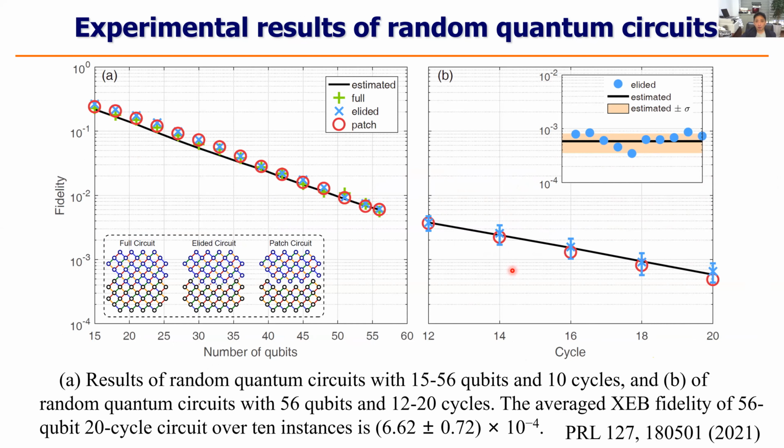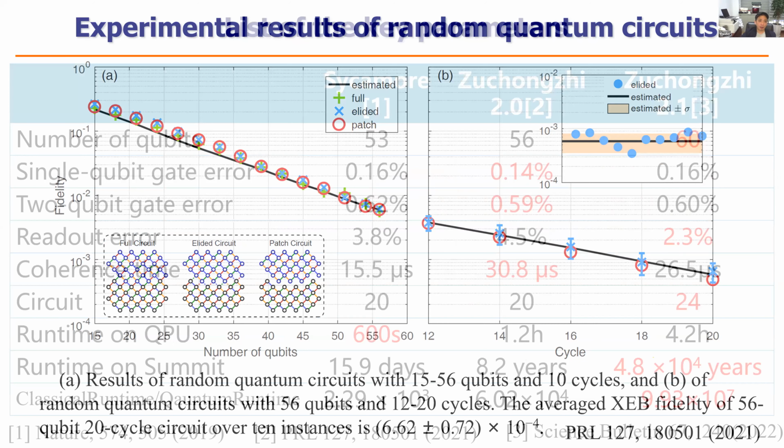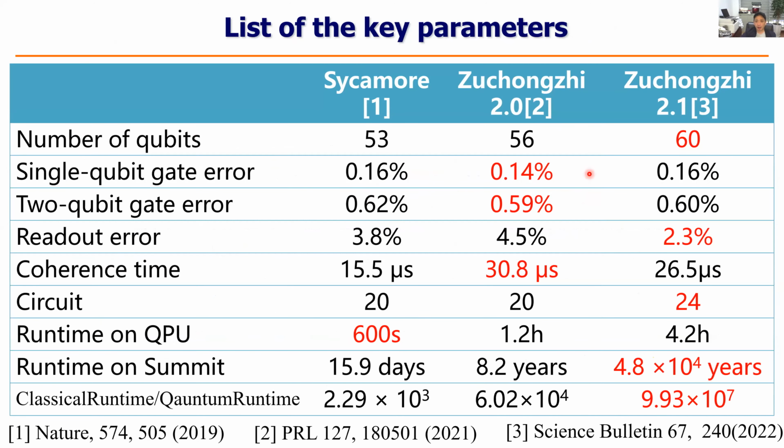We will see in our Zuchongzhi 2, almost all the key parameters are higher than the previous ones. For example, the final version involved 60 qubits, and the single-qubit gate error is 0.14%, the two-qubit gate error is roughly 0.6%, the readout error is 2.3%, and the coherence time is roughly 30 microseconds. And finally, we can have 24 cycles of depth in the circuit, and the classical computing time is on the order of 10,000 years. For more details, please refer to these two papers.